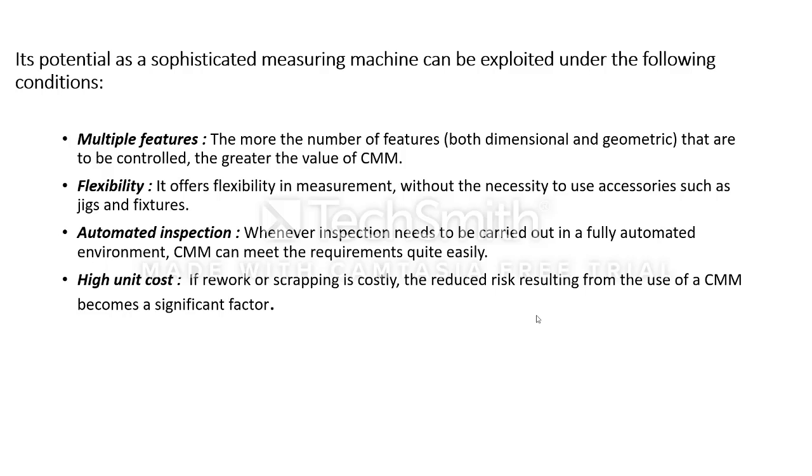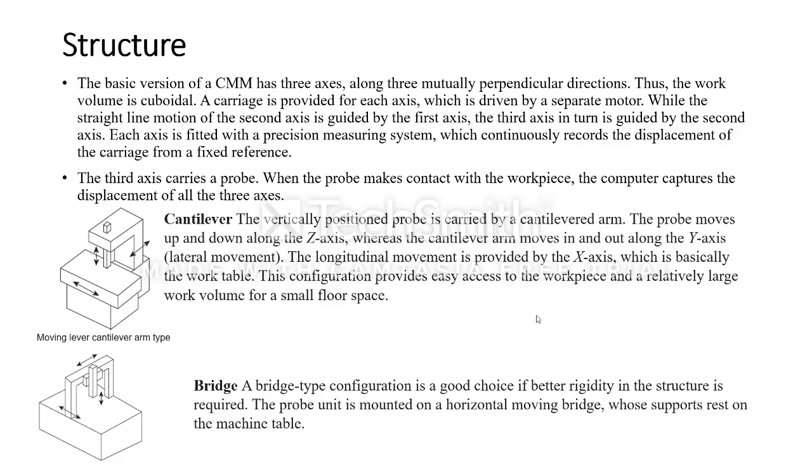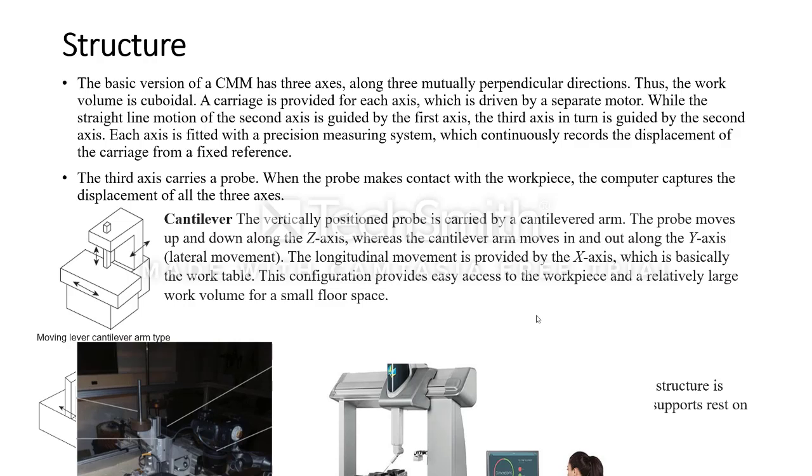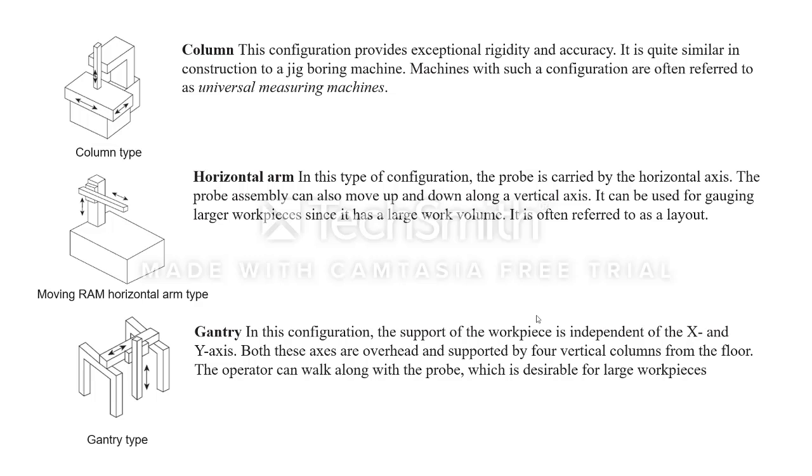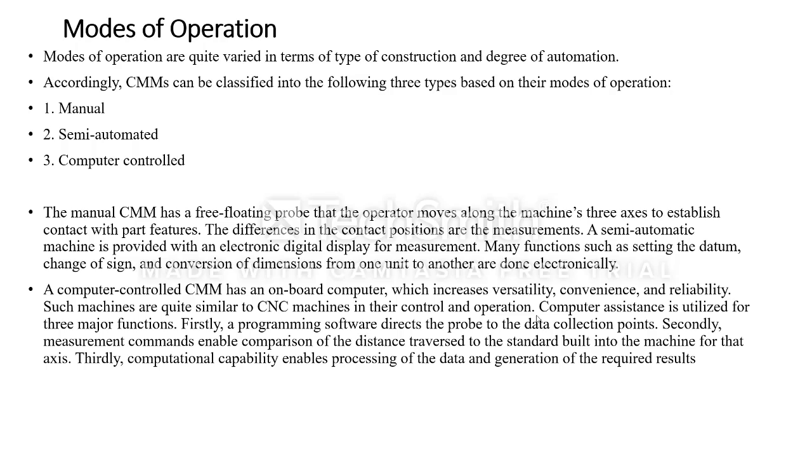So what are its potentials we have discussed, and what are the different types of structures like cantilever, bridge, column, horizontal arm and gantry. Now coming to the modes of operation, it depends upon the type of the construction and degree of the automation. Then the basic modes are like this. The first mode is manual, the second is semi-automated, and the third mode is computer controlled.